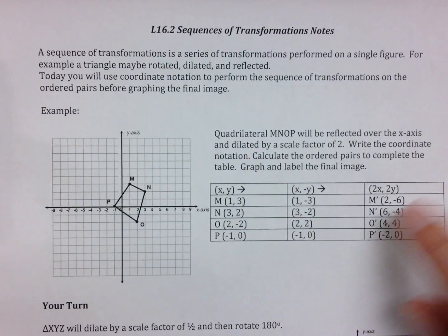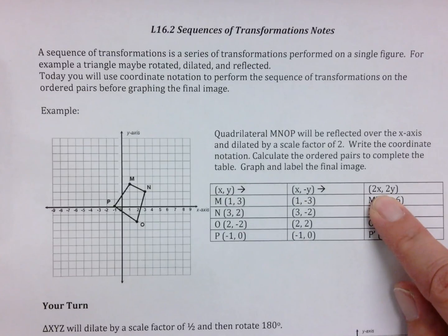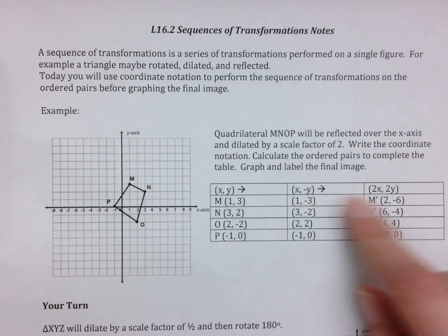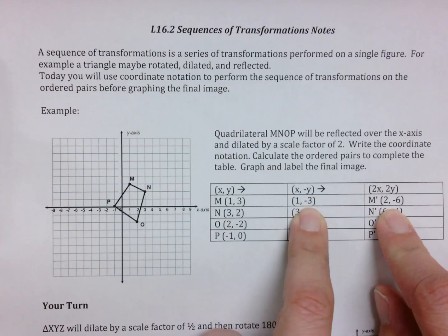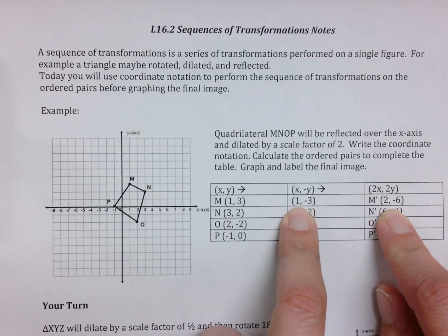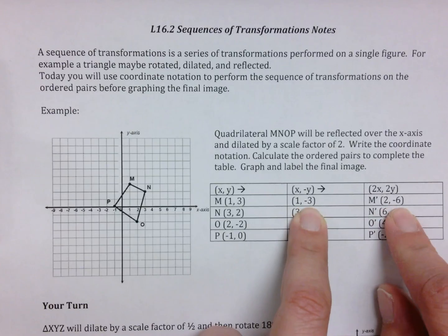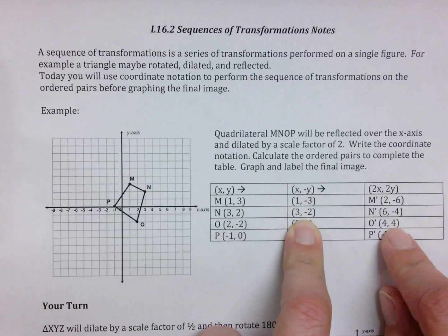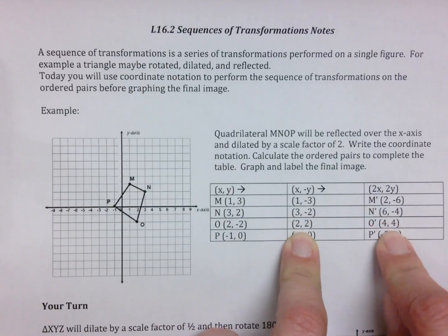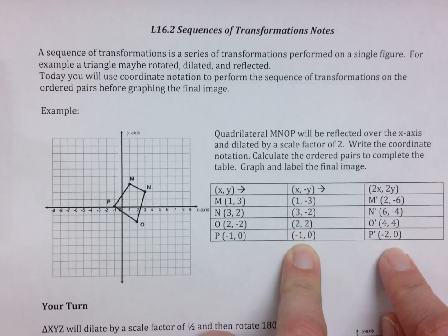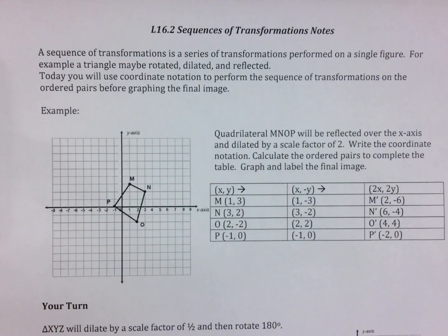The second transformation was to dilate by a scale factor of 2. In coordinate notation, that looks like (2x, 2y). So point M prime, which will be the point that we graph because it's our final transformation, we're going to multiply this middle column by 2. So 1 times 2 is 2, -3 times 2 is -6. (3, -2) will become (6, -4). (2, 2) will become (4, 4), and (-1, 0) will become (-2, 0).